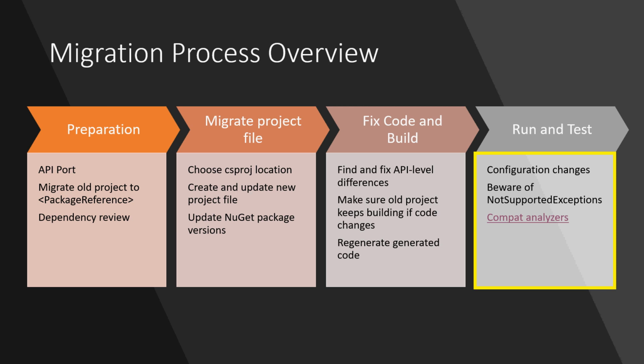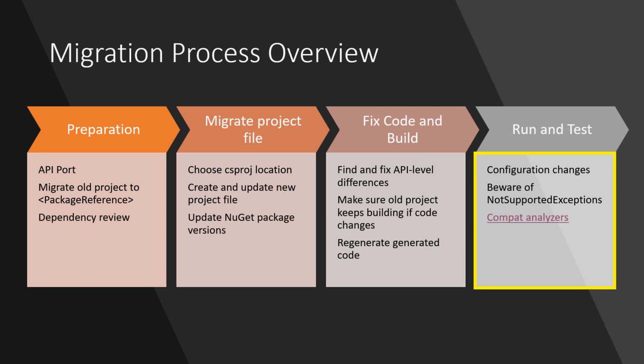As you remember, I described the migration process as having 4 steps. First, you prepare for migration by understanding your dependencies, both framework dependencies with the portability analyzer and third-party dependencies by just reviewing them. And you get your NuGet package references into the new package reference format, which is used for .NET Core projects. In the second step, you create that new CS proj.